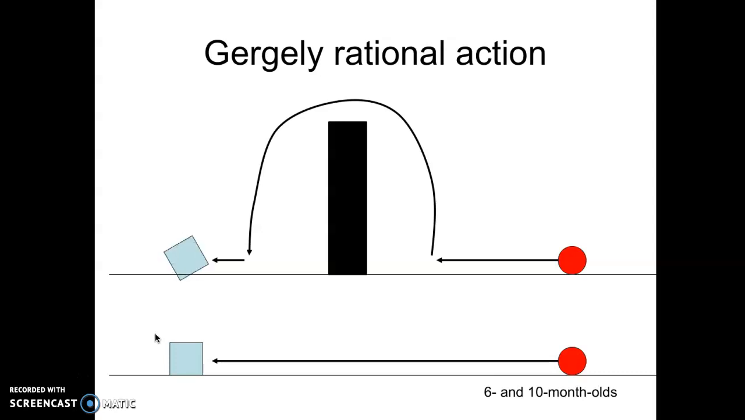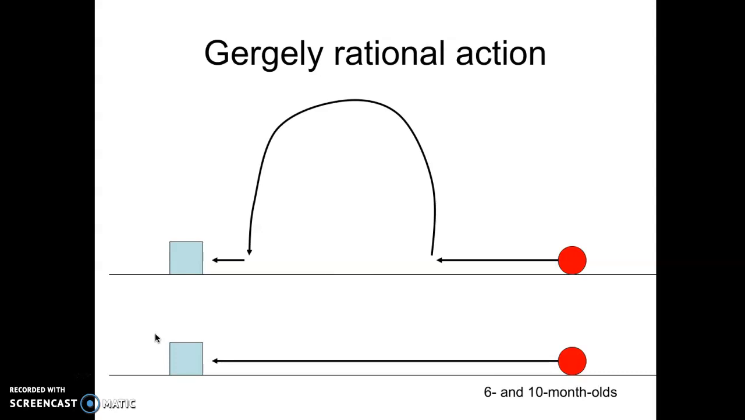And so the blue guy does something to call attention, and the red guy jumps over the wall in order to get to him. And so infants were familiarized by this kind of display a number of times. And then they saw one of two events.